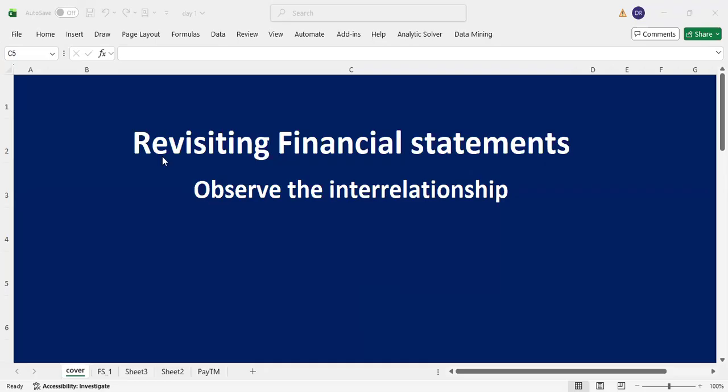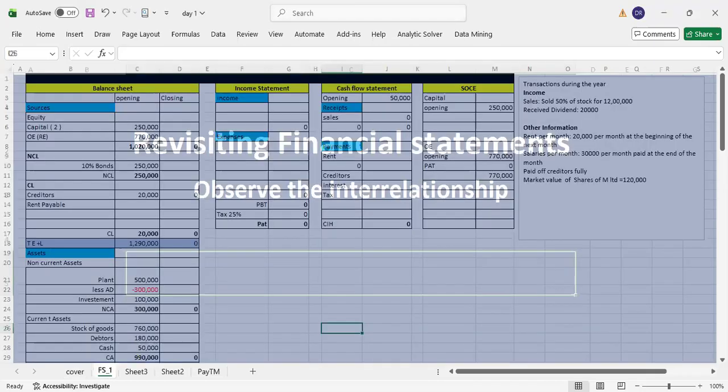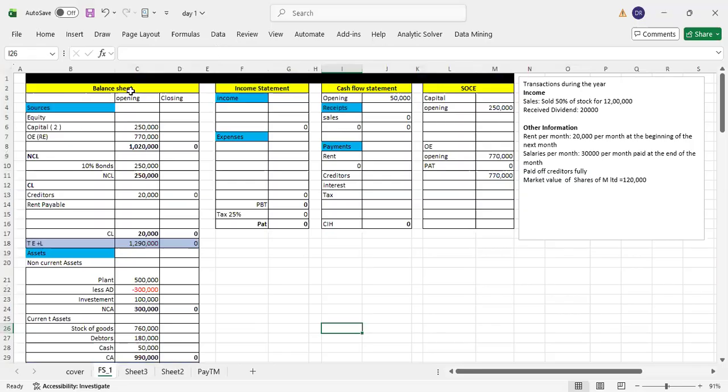In this session, we will revisit the financial statements with a focus on observing the interrelationship between the financial statements. For that, we'll take a simple example. We would like to observe when we say financial statement: balance sheet, income statement, cash flow statement, and the statement of changes in equity. To understand that, we will pick up a simple example of a set of transactions.